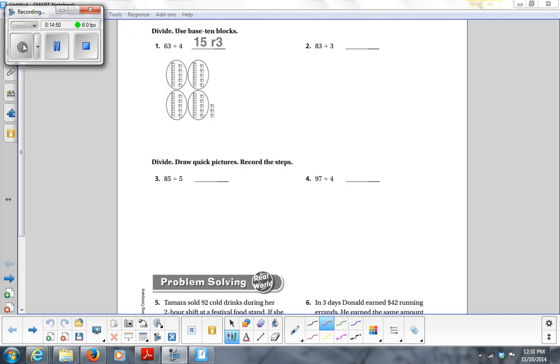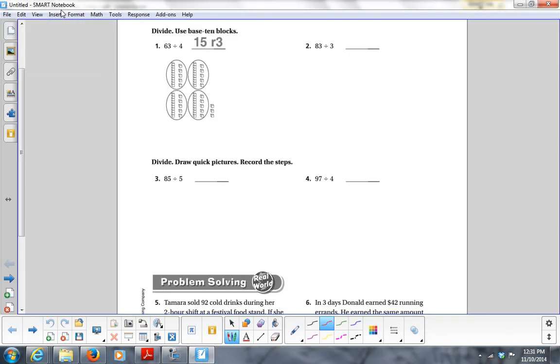Okay, so the drawing is part of the homework, so don't try to get away with it. Yes, I understand some of you have whiteboards. I don't care. I want to see it on a piece of paper. Do you understand? Well, it does say record the steps. So that's why I'm going to do number 4 with you.